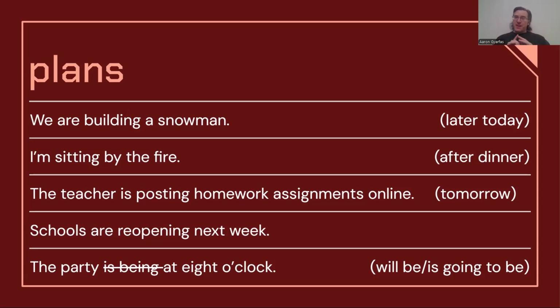And then notice if the verb is already the be verb, I'm not going to use present progressive. So the party is being at 8 o'clock. We're not going to use present progressive with the be verb and have two be verbs. We don't use it that way. So if I want to say the party at 8 o'clock, again, it's a plan. I can use will. The party will be at 8 o'clock. Or more naturally, more often, an English speaker would say the party is going to be at 8 o'clock.